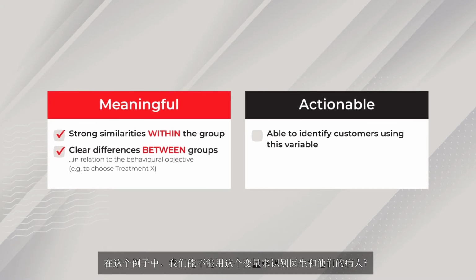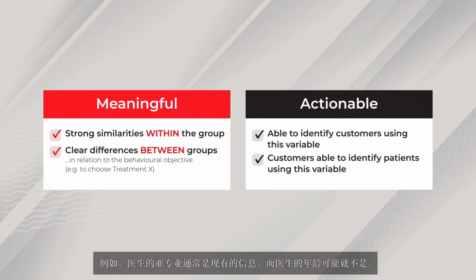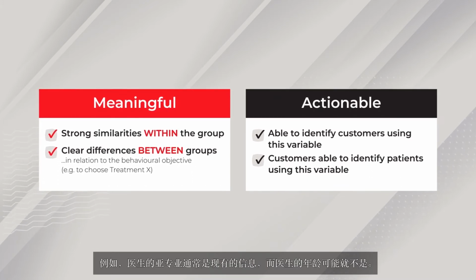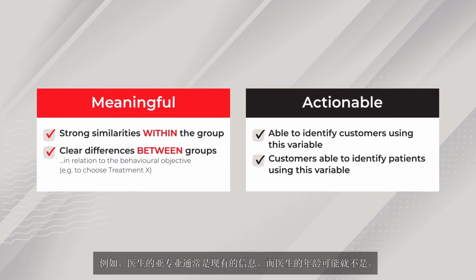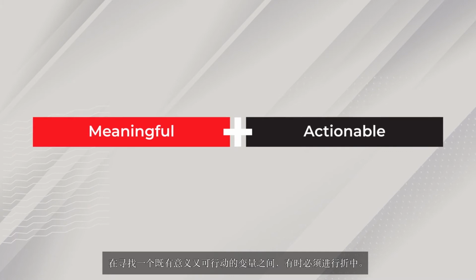In this case, can we use this variable to identify the physician and their patients? For example, physician subspecialty is usually readily available information, whereas physician age may not be. There can sometimes be a trade-off between finding a variable that is both meaningful and actionable.